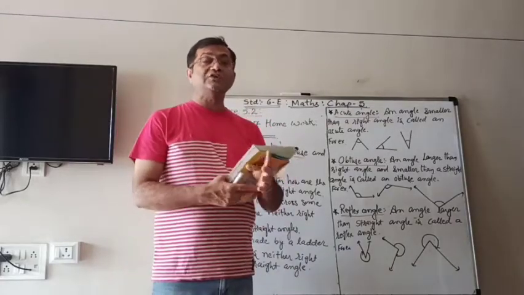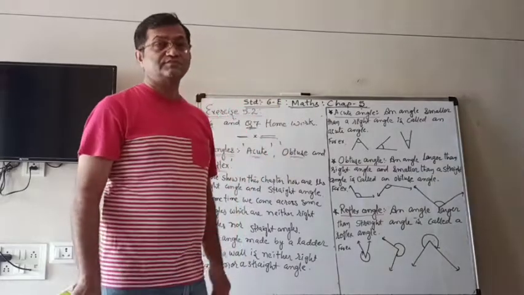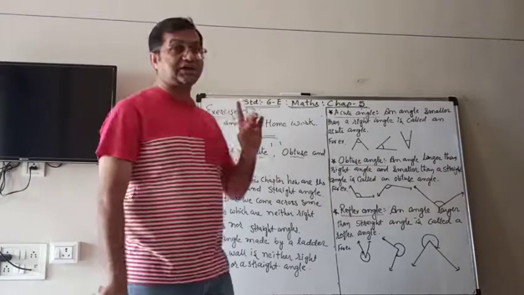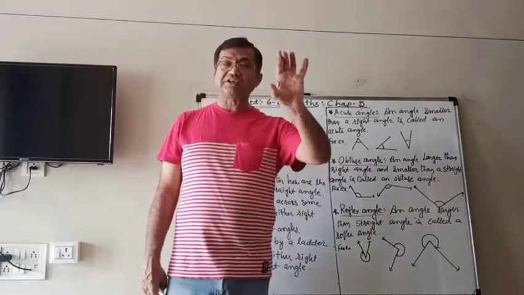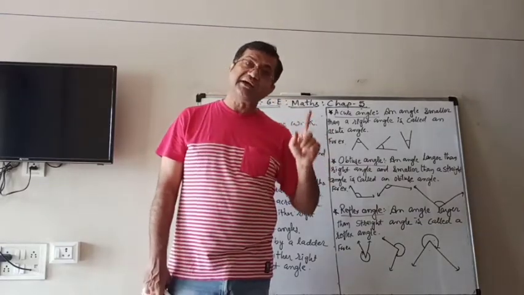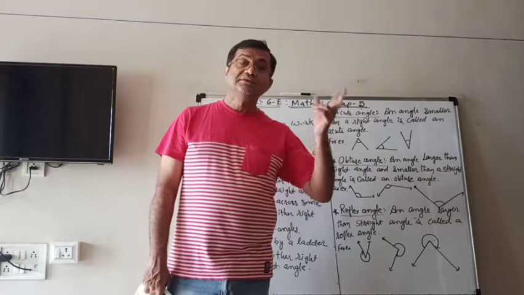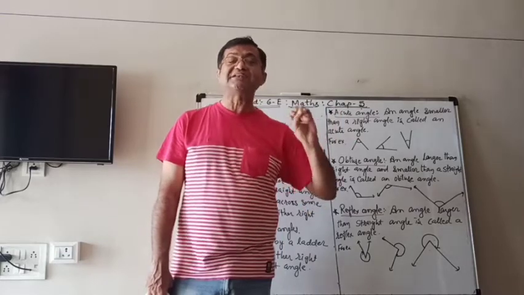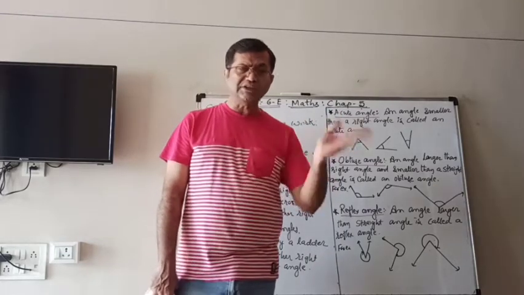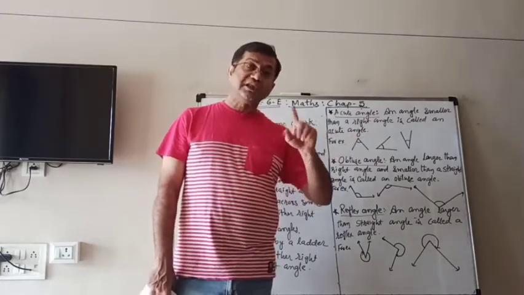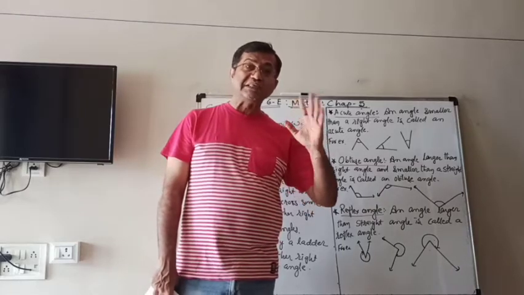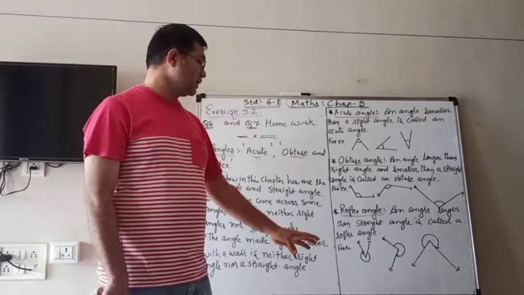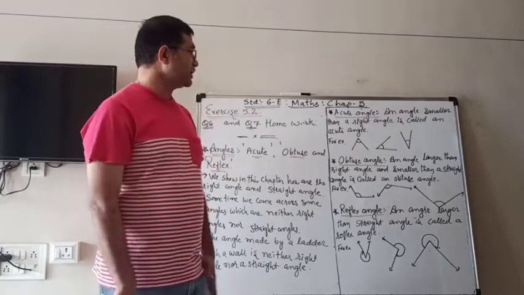So today we learned about three types of angles, which are acute angles, obtuse angles and reflex angles. You have to remember, acute angle means smaller than right angle, then obtuse angle means bigger than right angle but smaller than a straight angle, between them. And the last one, reflex angle, means larger than the straight angle. So that is known as the reflex angle.